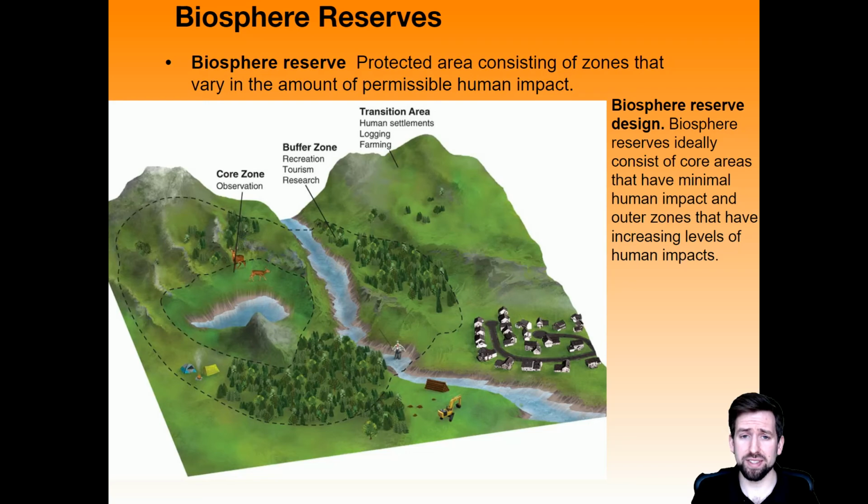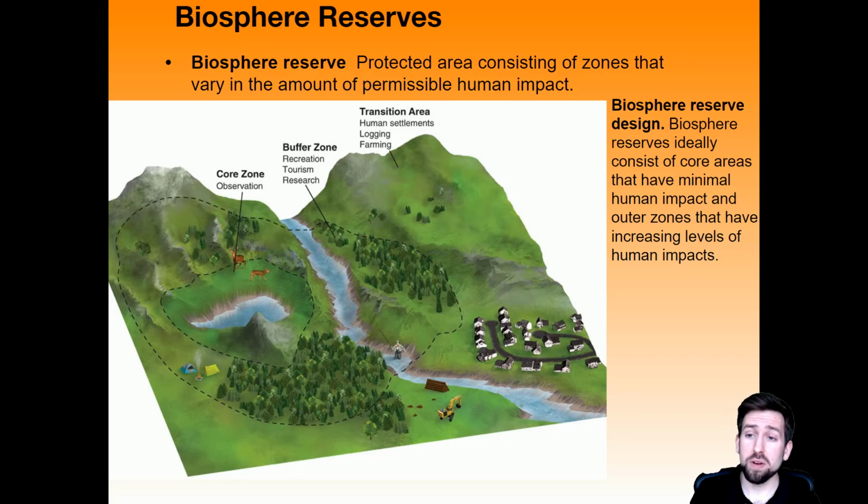Then the transition area is going to be where you can start your logging, your farming, and your human settlements, right? This is an area outside of that area where you're no longer confined to only certain activities. But this is far enough away that you are not disrupting whatever species or ecosystem that you're trying to preserve.